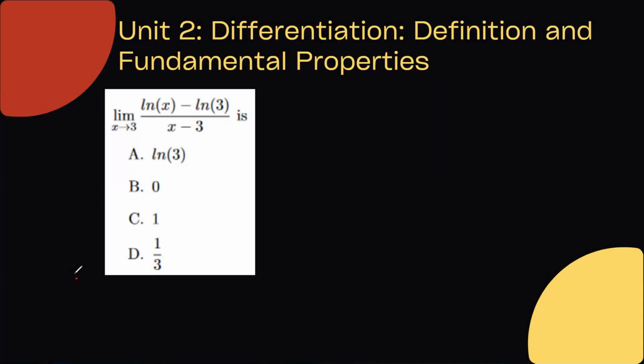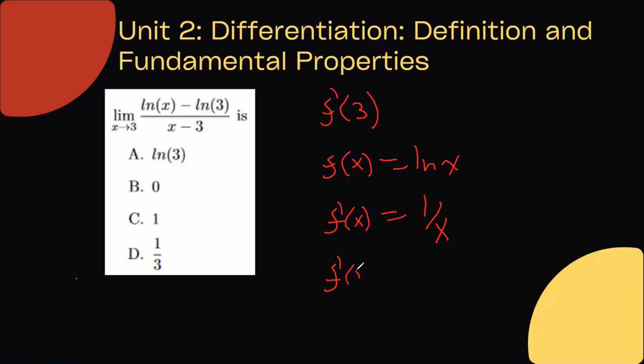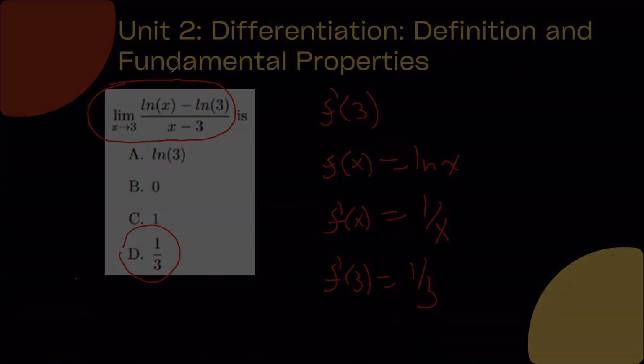I want to take the limit of this difference quotient here. Remember, this is the limit definition of the derivative. So this is equivalent to saying what is f prime of 3, where f of x is natural log x. So f prime of x would be 1 over x. F prime of 3 is 1/3, so this is choice D. An important thing to understand is to recognize when you have a limit definition of the derivative in order to solve the problem.